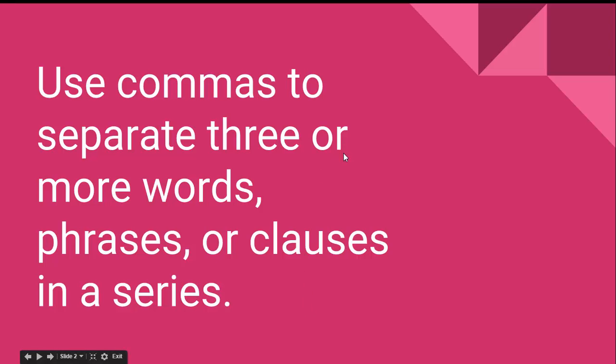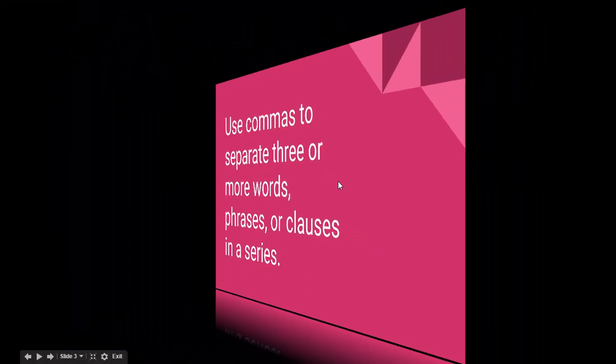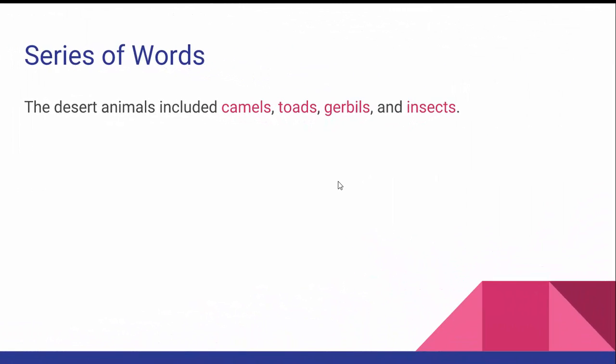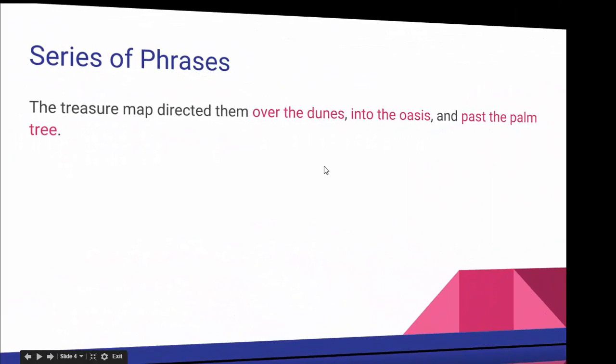So let's start with an example where we just have single words. Series of words. The desert animals included camels, toads, gerbils, and insects. Notice I have the list, the 3 or more words that we have included in pink. Camels, toads, gerbils, insects. We have a list of 3 or more items, so we need commas separating them. So comma after camels, comma after toads, and comma after gerbils. Okay, single words are easy.